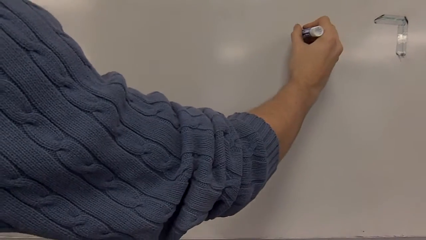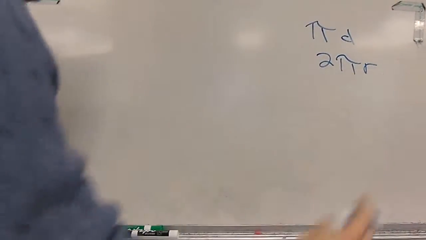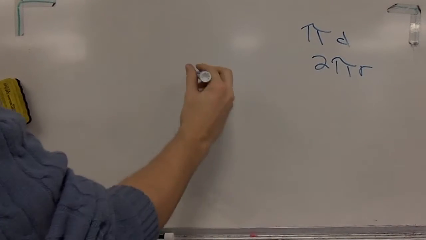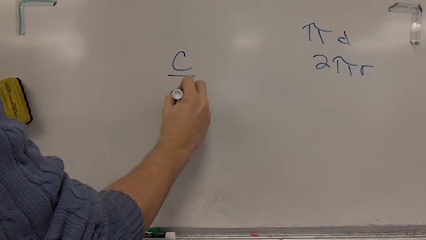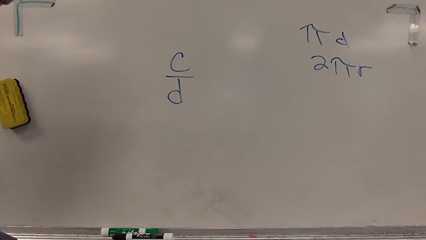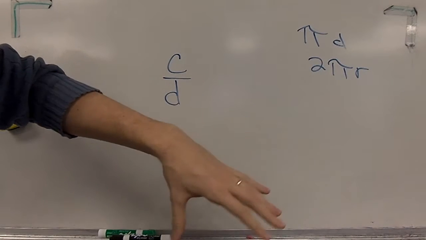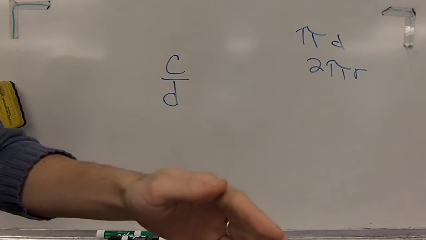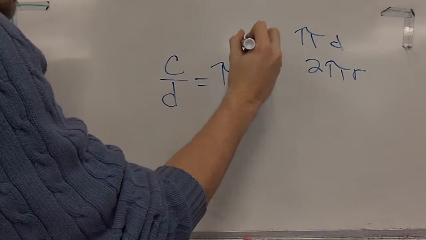So why does pi times diameter, or 2 pi r, represent the formula for circumference? Well, to get pi, you actually have to take circumference divided by diameter. Someone figured this out a long time ago. If you measure the circumference of a circle and then you divide that by the diameter, you actually get pi.